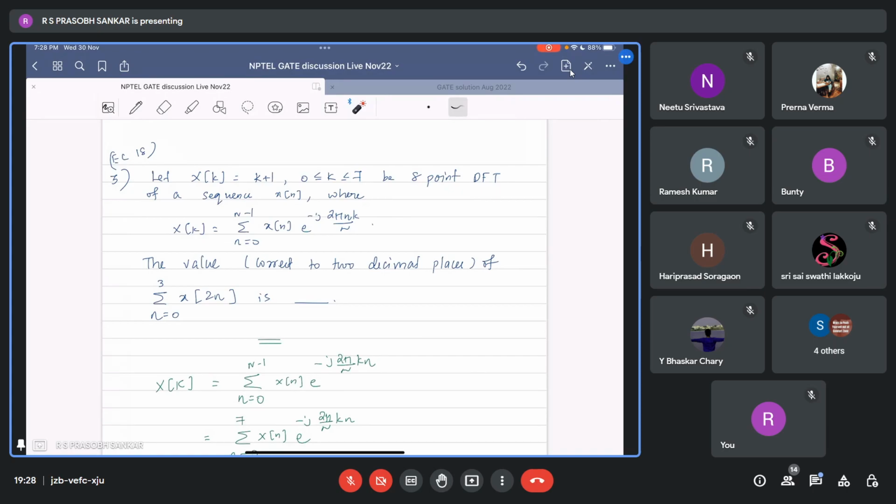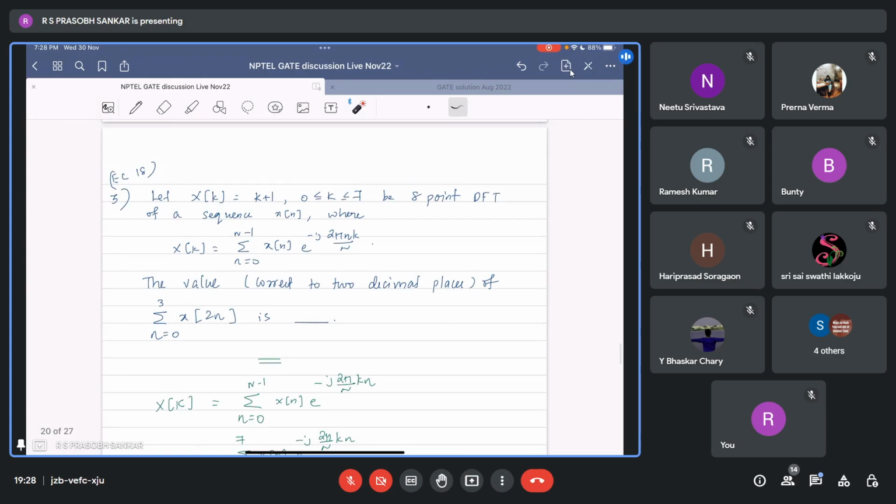Now, the question is like this. What is the value of this quantity, the summation n equal to 0 to 3, x of 2n, correct up to 2 decimal places? Unlike the past two questions, we are not asked to find the impulse response or any of those things. It's given that the DFT of a sequence is given by X of k equal to k plus 1, and we don't know what the sequence is. Given this information, we need to find the value of this summation. That's it. So, is the question fine?